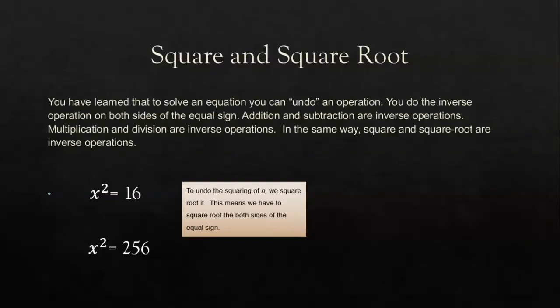In this expression, we have x squared equals 16. To undo this operation, we have to take the square root of this side and the square root of this side. When we use the square root button on our calculator, we're left with x equals plus or minus 4. Let's go to x squared. We're going to take the square root of both sides.